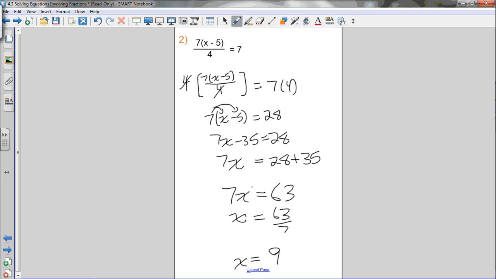Okay, and you can plug that back into your question and make sure that that's the correct answer to this equation. Make sure that 9 is the value of x. It makes the left side equal the right side. And if you plug it back in, you will get 7 equals 7, which means left side equals right side. Therefore, that's the correct answer.